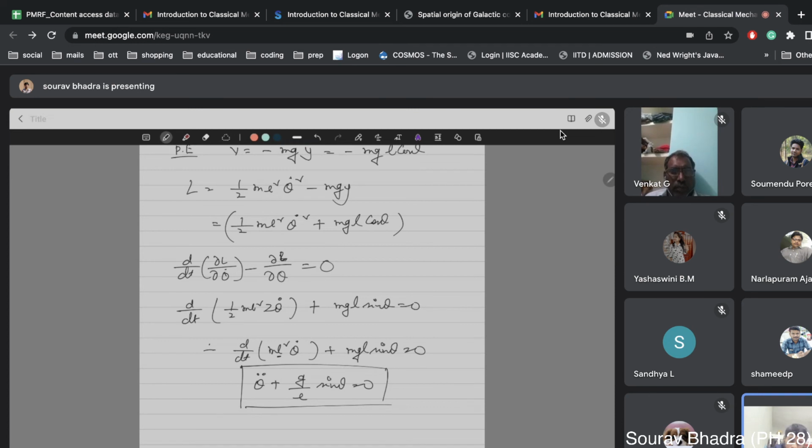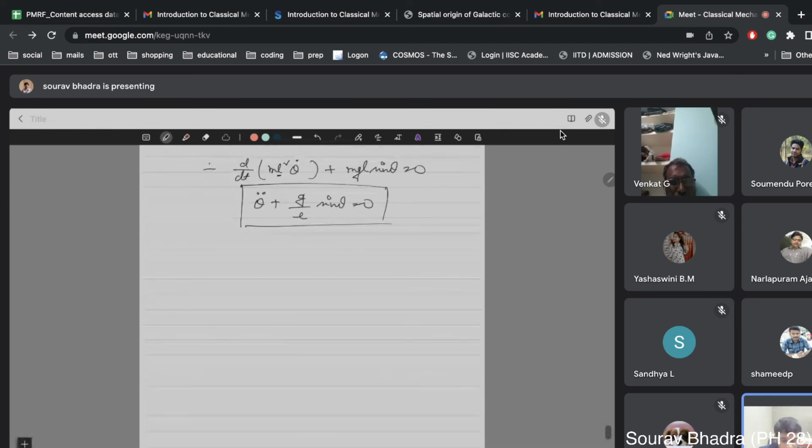I planned to do it today, but it took some time, and I will briefly tell about the homogeneity of space and the conservation of linear momentum, all those things. Now let us go to the assignments.